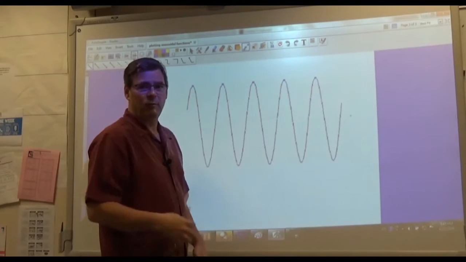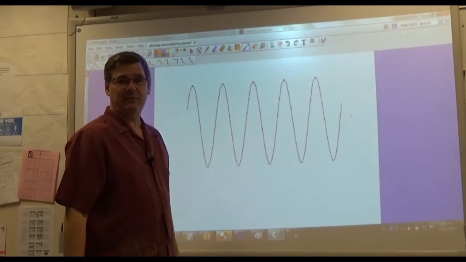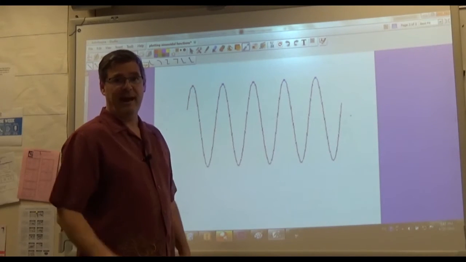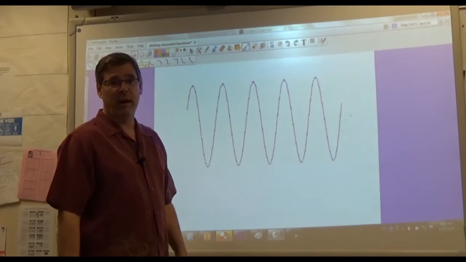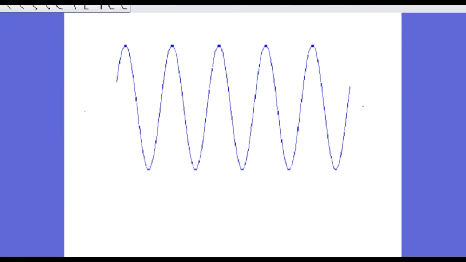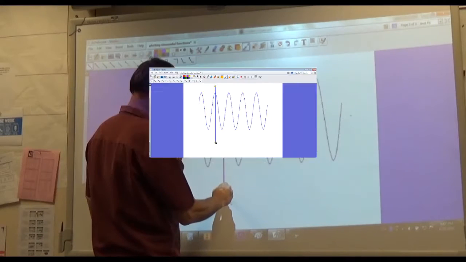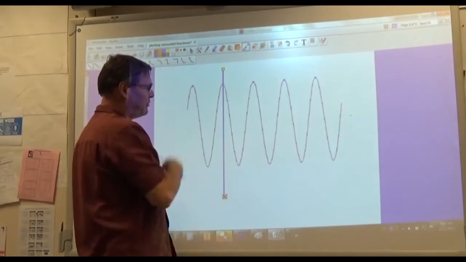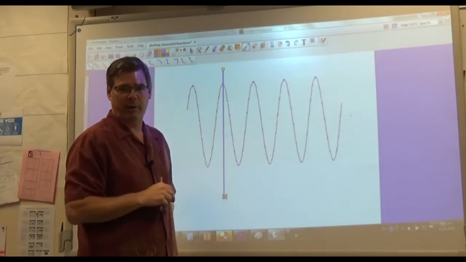So in our waveform, we have to pick a point. Scientists have chosen to use the maximum positive displacement as the starting point for our graph of displacement versus time. So that would be at this spot right here, or at this spot, or at this spot, or at this spot. But we've chosen that to be our starting point.